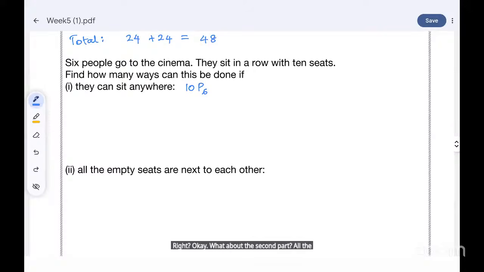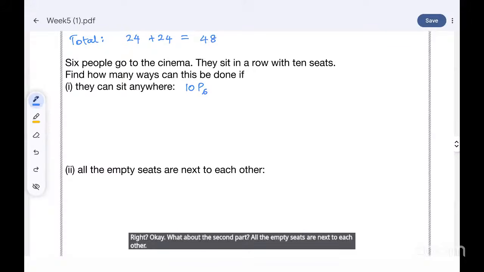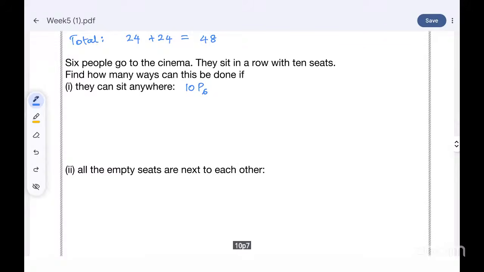All the empty seats are next to each other. 10P7? Why 7? 7P6. All the empty seats are together: 6 seats for the people, and all the remaining 4 empty seats would be considered as 1 seat. How many empty seats will there be? 4.